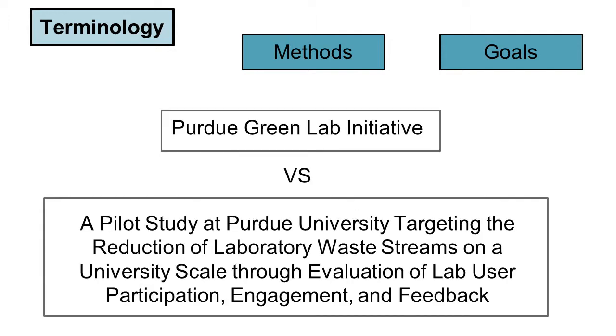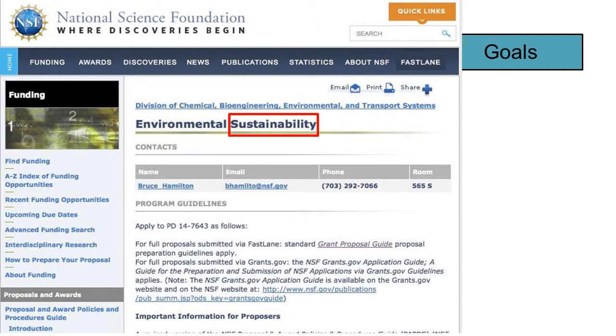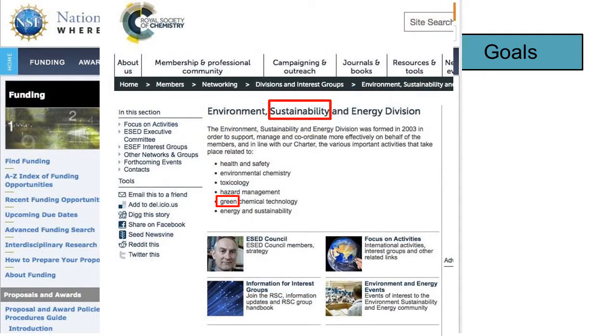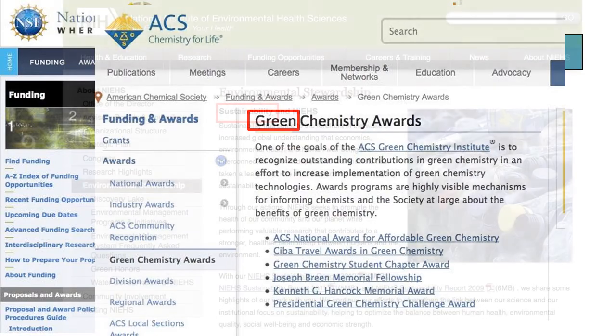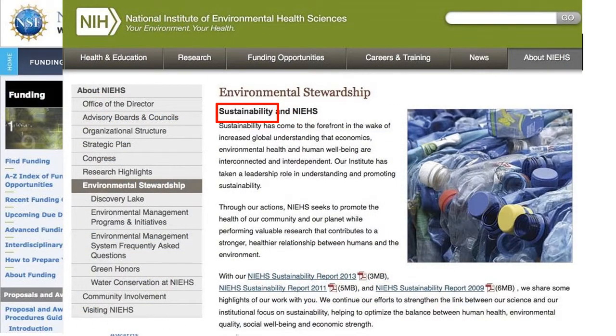Our title, Purdue Green Lab Initiative, comes with the goal of involving the public and the social side of sustainability. We didn't want to use the title you see before you, which is our report title, because it's almost a paragraph long and not easy to read. Furthermore, these terms are actually used by very professional organizations such as the National Science Foundation, the Royal Society of Chemistry, American Chemistry Society, and the National Institute of Environmental.